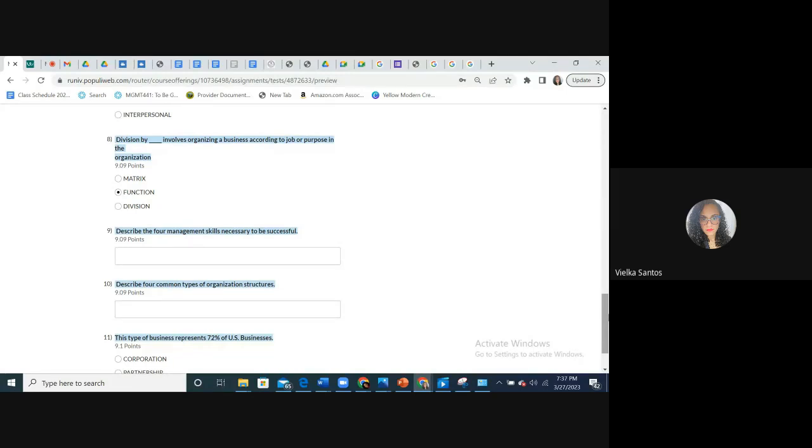So, in number 10, describe 4 common types of organization structure. That's the one you said before. I remember that Tang was saying that, and he was giving us the answer for number 10. Tang, you know the answer. Tell me again. You said it. Functional, divisional, matrix, or virtual structure. Yes. Thank you, Tang.